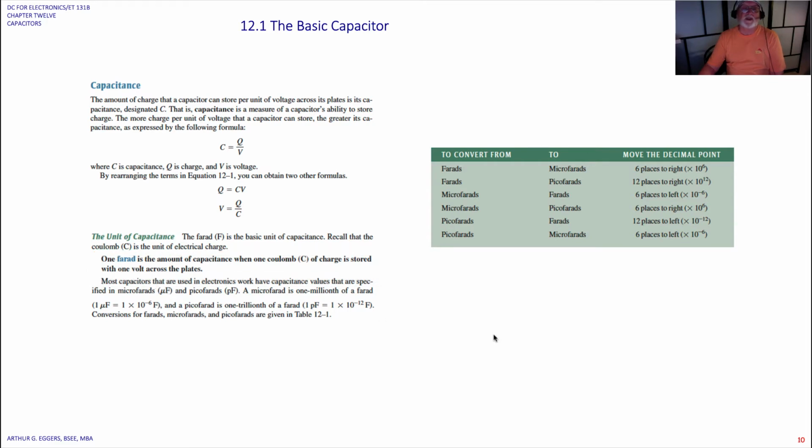Most capacitors that are used in electronics work have capacitance values that are much, much smaller, and we use microfarads and picofarads, which in the old days we called micromicrofarads. A microfarad then is 1/1,000,000th of a farad. So we can see that in the mathematical expression, 1 microfarad is equal to 1 times 10 to the minus 6th farads. And a picofarad is 1/1,000,000th of a microfarad, or 1 times 10 to the minus 12th farad.